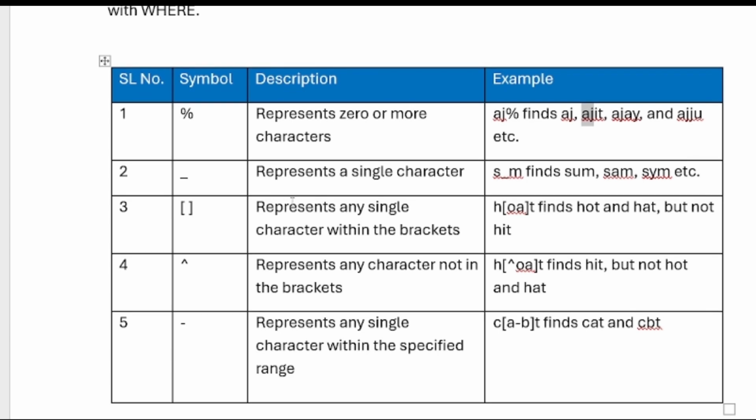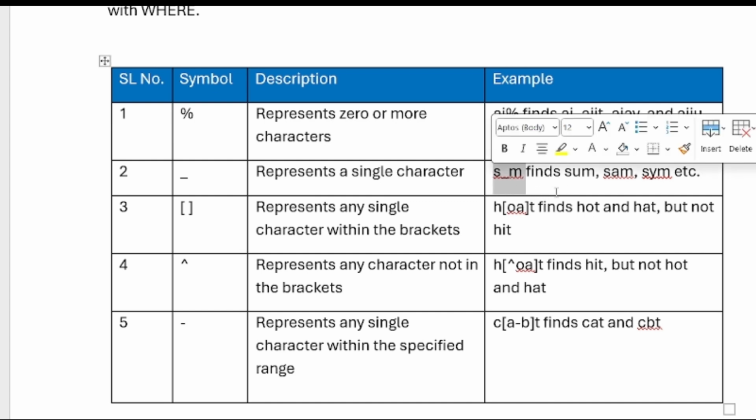Make sense? Now underscore represents a single character. Let's say if I am telling S underscore M, so it will display Sam, Sim. So basically S should be there, and in between S and M there should be only one character.